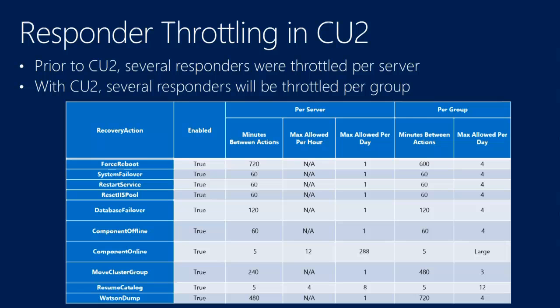And whenever we throttle a responder, you'll see that in event 501, it will say responder activity unsuccessful due to throttling, and you'll know that that's why the restart didn't happen automatically. So I'm not going to go through every single thing on here, but I just wanted to point out this will be the new throttling that we'll have in CU2.